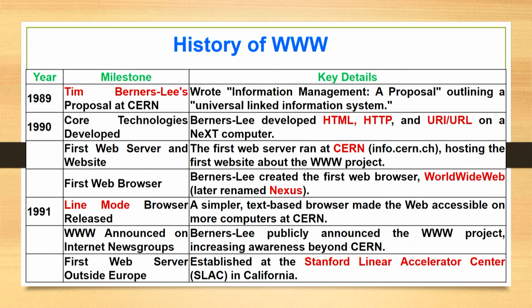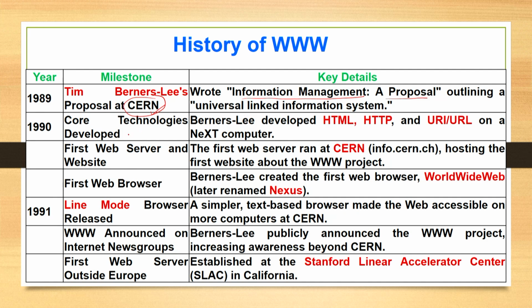Next I will go for the history of World Wide Web. In 1989, Tim Berners-Lee made a proposal at CERN. CERN is the European organization for nuclear research, where the WWW was developed. He wrote an information management proposal outlining a universal link information system.